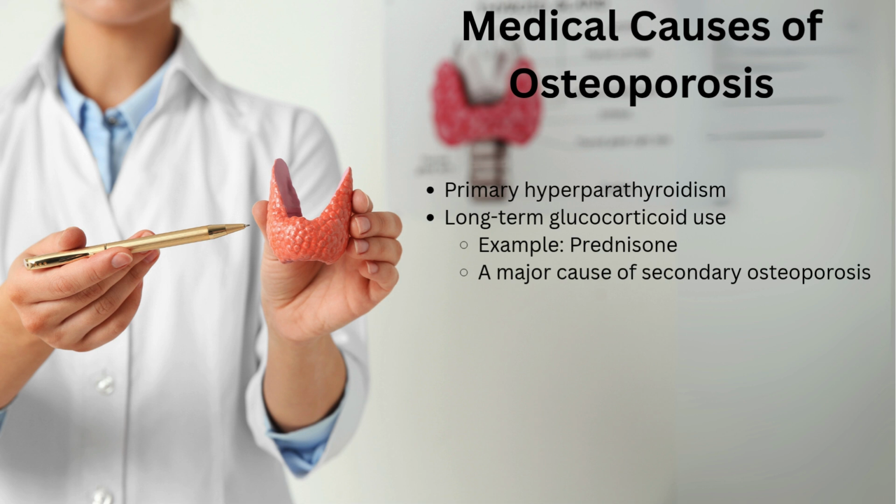But a huge one is long-term glucocorticoid therapy. Steroids like prednisone are very bad for bones, especially with long-term use at higher doses. Glucocorticoids are particularly harmful because they deliver a double whammy. They inhibit the bone-forming osteoblasts and they stimulate the bone-resorbing osteoclasts.